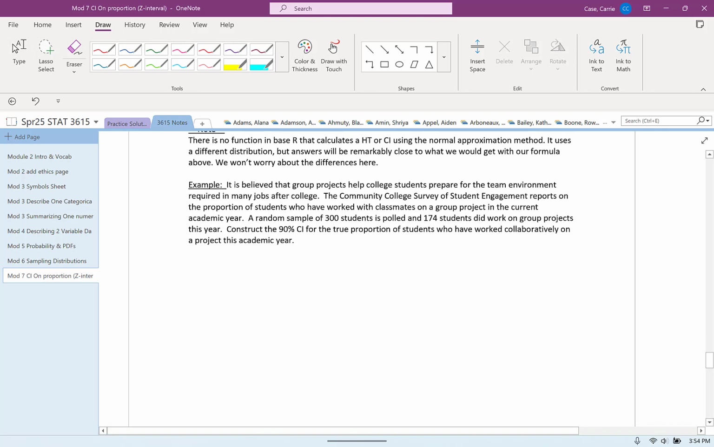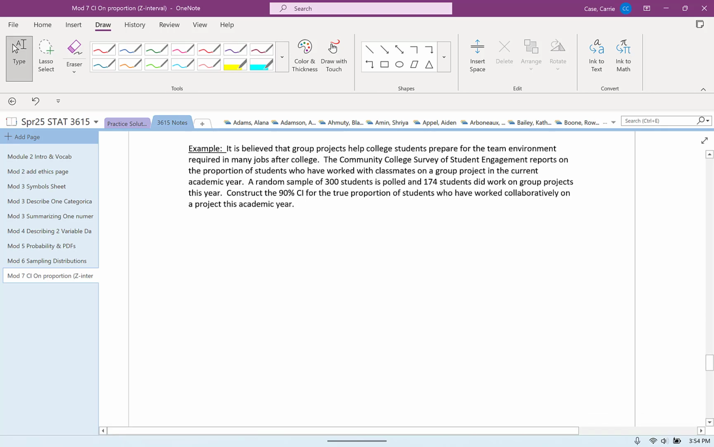All right, so let's do another example. It is believed that group projects help college students prepare for the team environment required in many jobs after college. The Community College Survey of Student Engagement reports on the proportion of students who've worked with classmates on a group project in the current academic year. A random sample of 300 students is polled, and 174 students did work on group projects this year. Construct the 90% confidence interval for the true proportion of students who've worked collaboratively on a project this academic year.